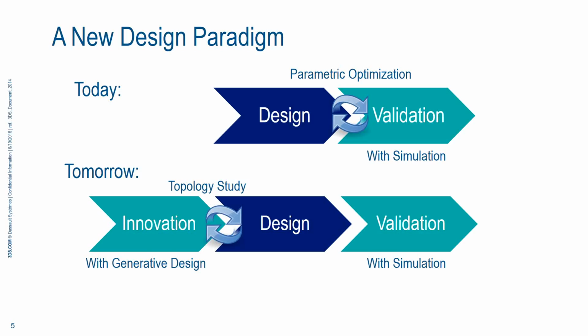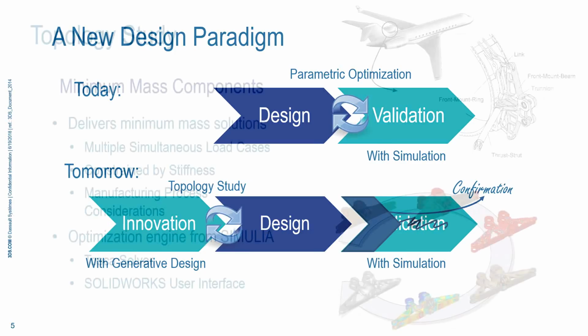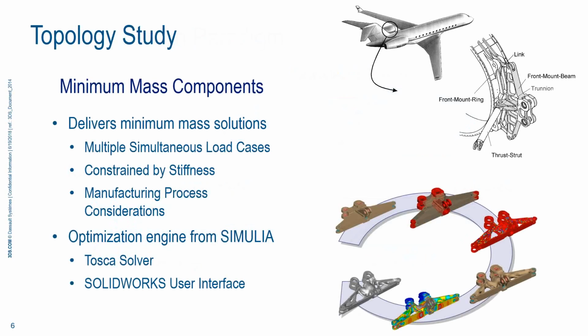Start thinking outside the box, using tools like Topology Study to innovate better designs from the get-go, and use simulation as a confirmation, right? So by combining the generative design process early with the design process, we can start to create extremely optimized parts in very early design stages, and using simulation to confirm that those parts are strong, are deflecting minimally, and are within an acceptable factor of safety.